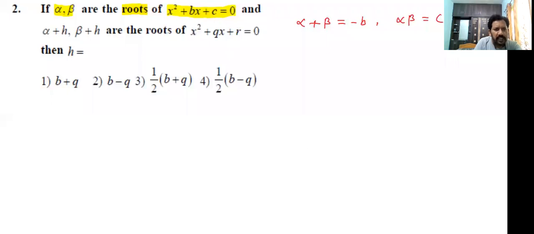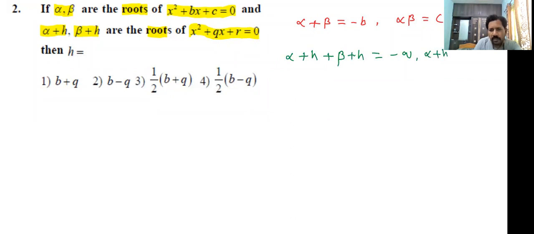Now see the second quadratic equation. Alpha plus h, beta plus h are roots of x square plus qx plus r is equal to 0. Now here write the sum of the roots. Alpha plus h plus beta plus h, that is equal to how much? Minus q. Similarly, find the product of the roots. Alpha plus h into beta plus h, that is equal to r.